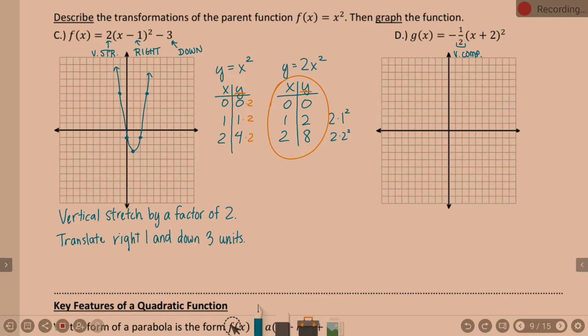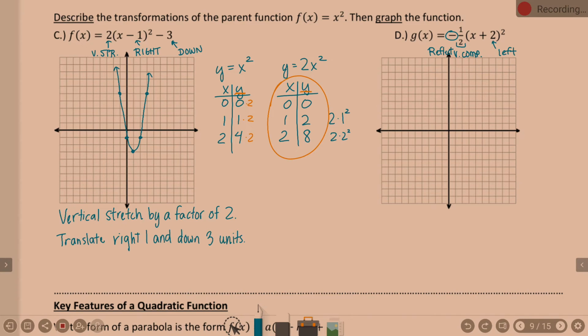What else do we see happening here? We have a negative, don't we? That negative says this is going to reflect across the x-axis, which means instead of right side up, it's going to be upside down. And plus 2 inside the parentheses is going to be left 2.